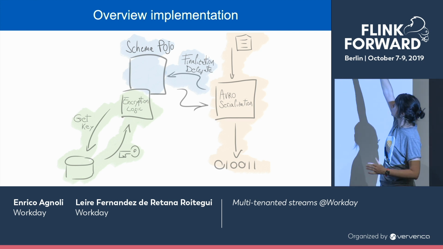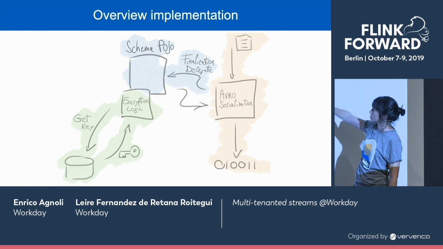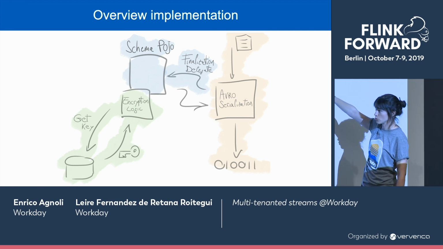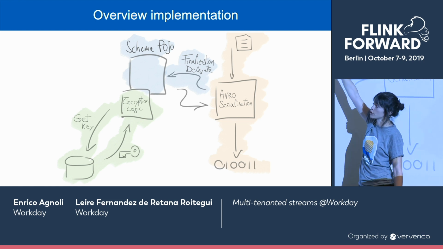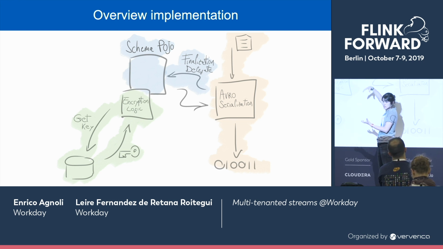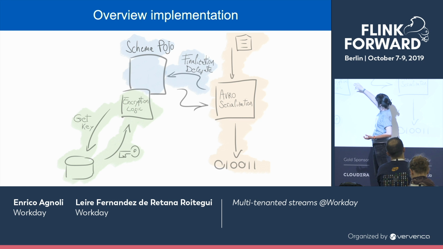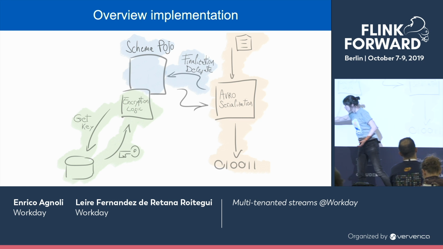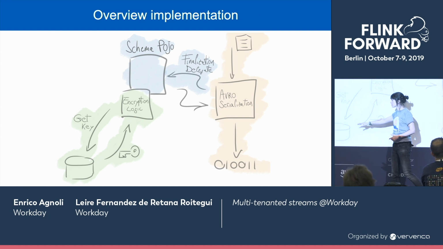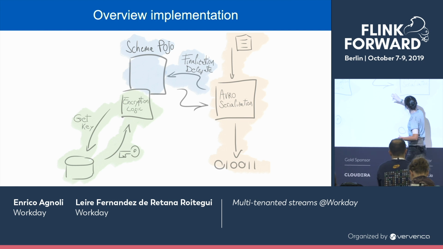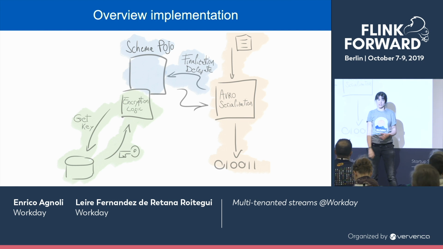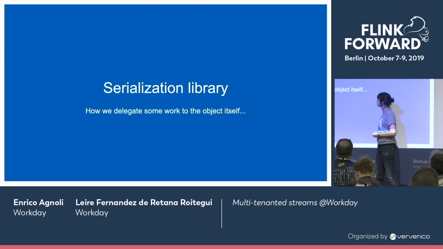And this said, we have here a bit the same, but in a more visual way, with the three parts. So a message comes in, AVRO serialization is doing its serialization, but delegates the encryption logic to the object itself, to the POJO. That one has the tenant information and the encryption logic. It will trigger a get of the key from the tenant. The key will come back, it encrypts it, and then it will return it back to the serialization library.